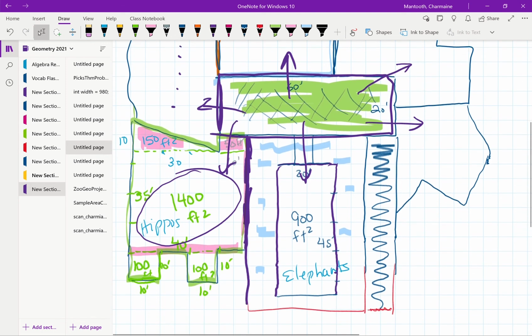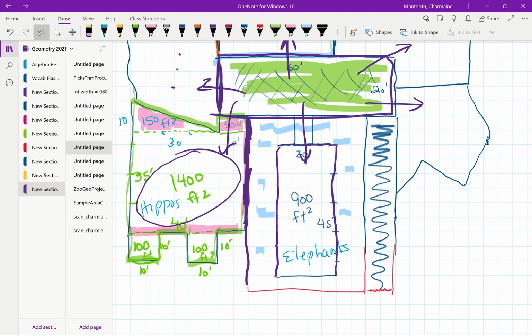But then you are going to go back and recreate each one of these shapes on grid paper separately and show me how you got the area. Break it down neatly, clearly, logically. Okay, so hopefully that helps.